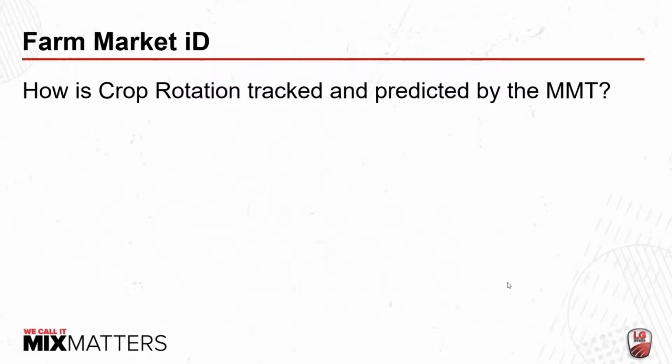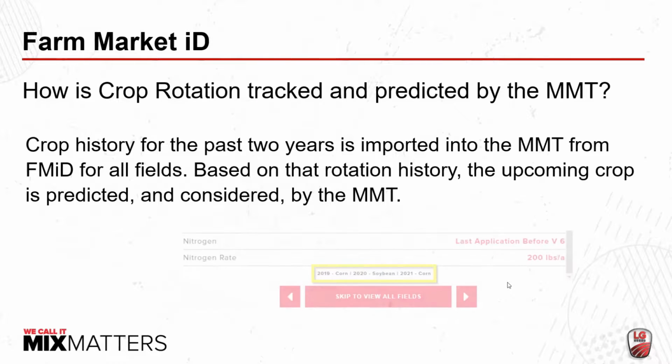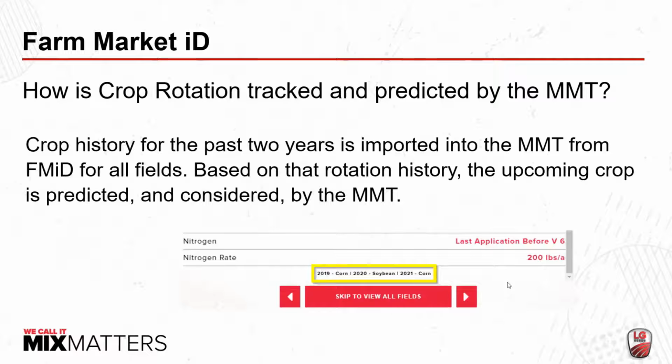So one more question we haven't thought about yet is, what about crop rotation? Is it tracked and predicted by the Mix Matters tool? It is, and it uses Farm Market ID to do so. So we can see the crop history for the past 2 years in Farm Market ID, and based on that, predict what we think it will be. And that shows up in the Select Crop sections in the Mix Matters tool at the bottom of the field management information, where we have all the individual information we can edit. We'll see the previous 2 years and then a prediction for the current year. Again, as we've talked about already, we can change that current year prediction to a different crop if we choose to do so.